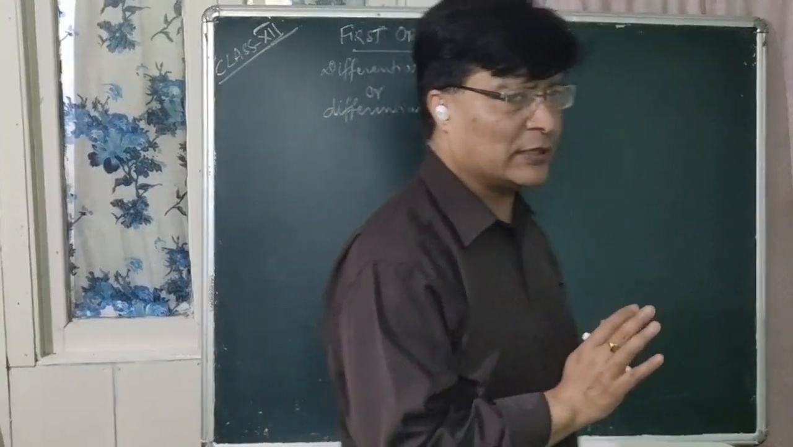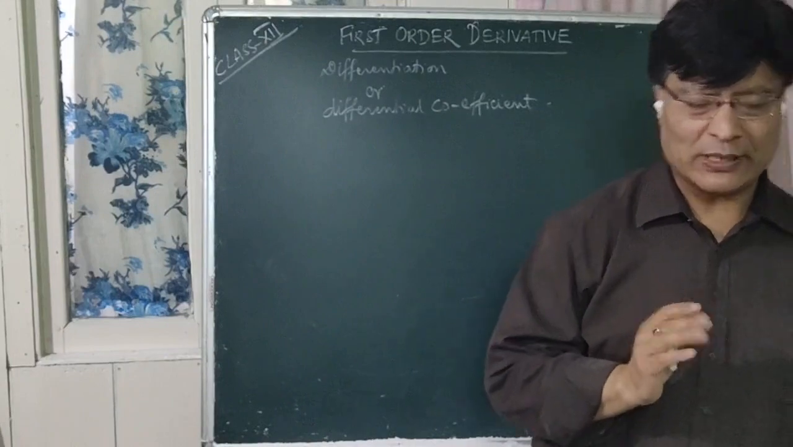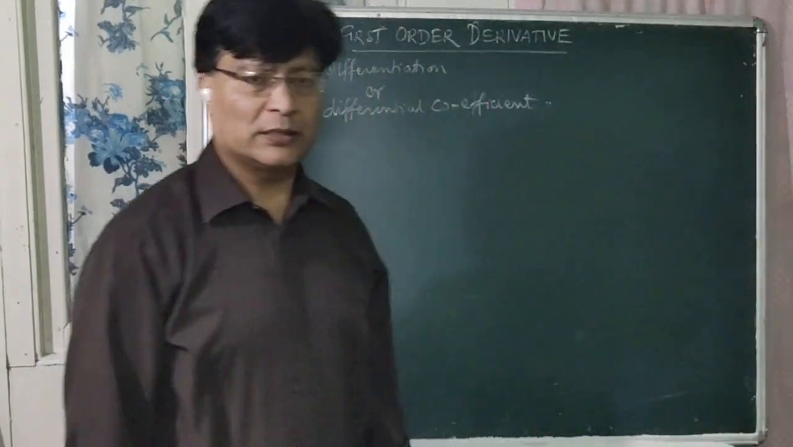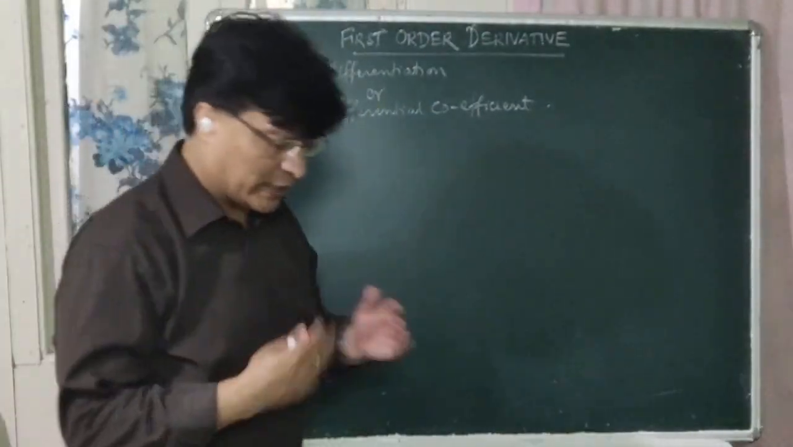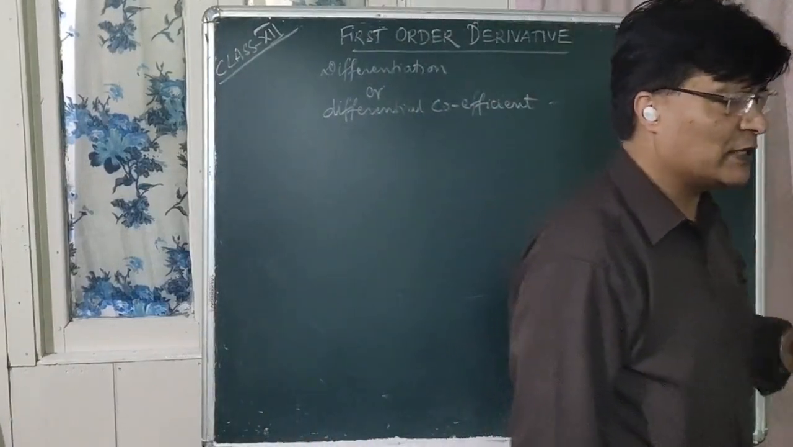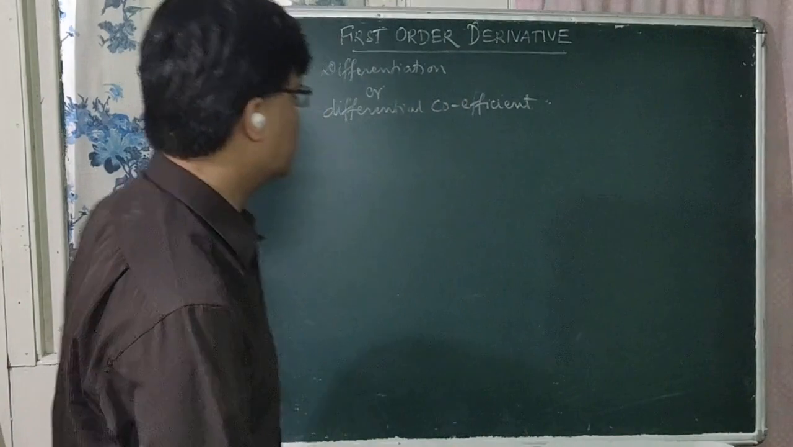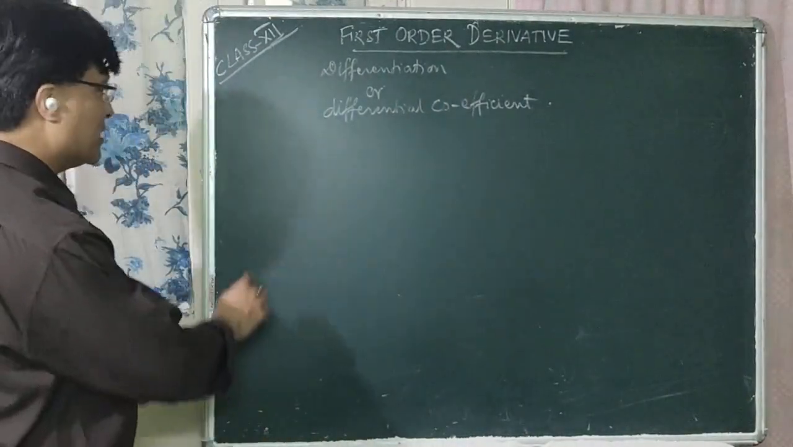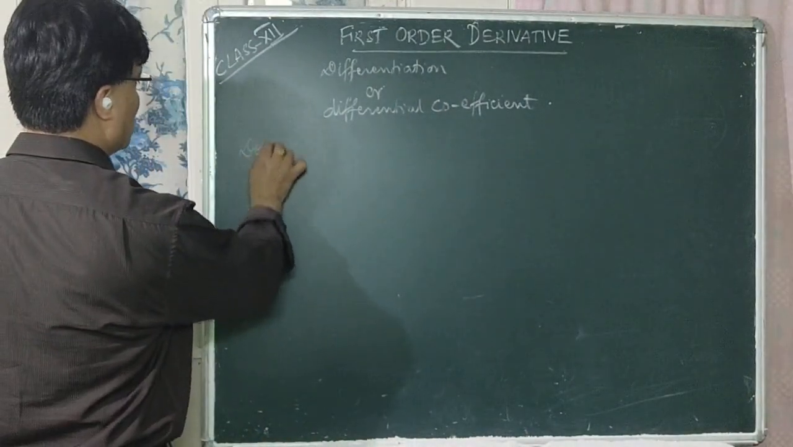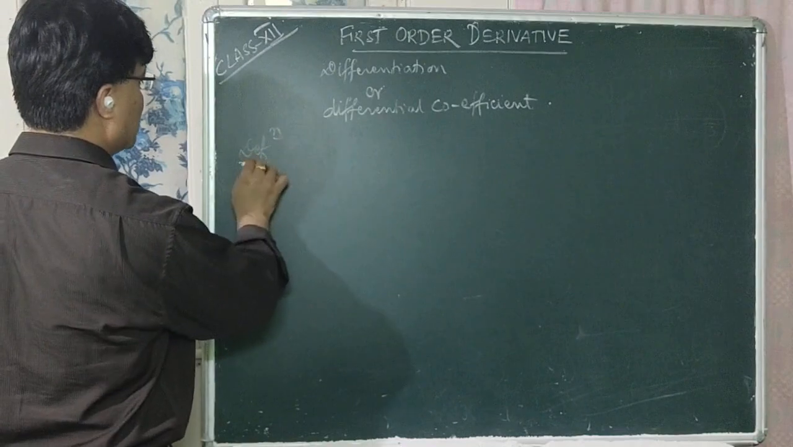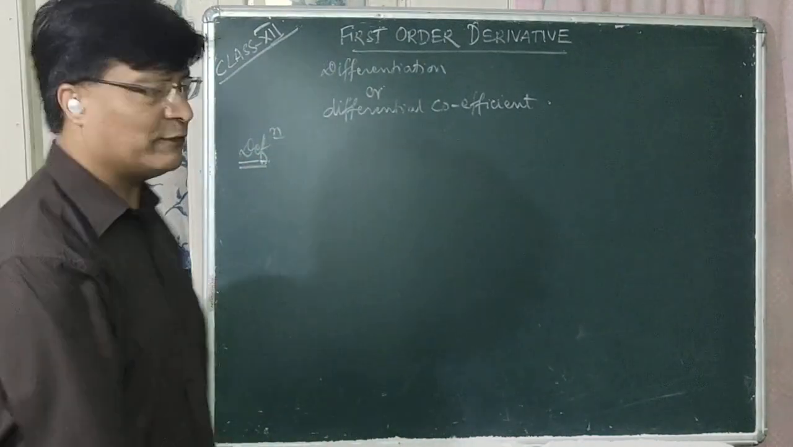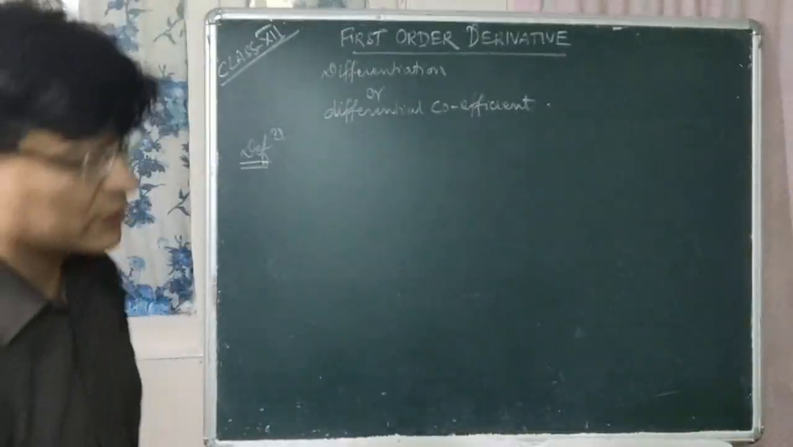I think you have done it in class 11, the definition of the derivative. We can write down the definition of derivative from the limit chapter. So let us write it once again. What is the meaning of differentiation or derivative or differential coefficient?